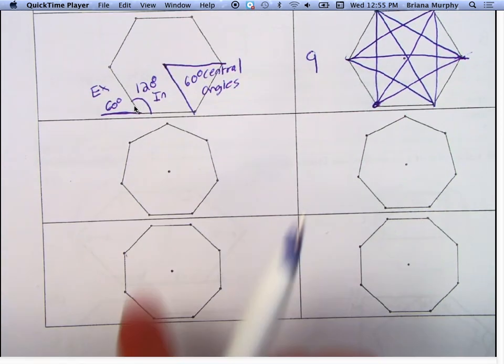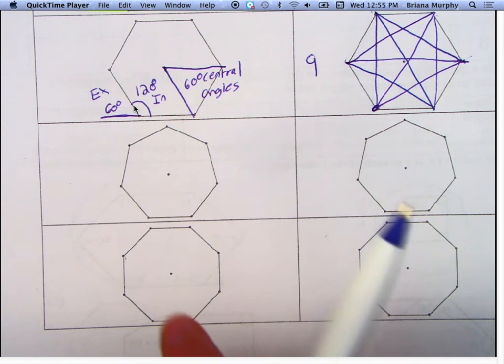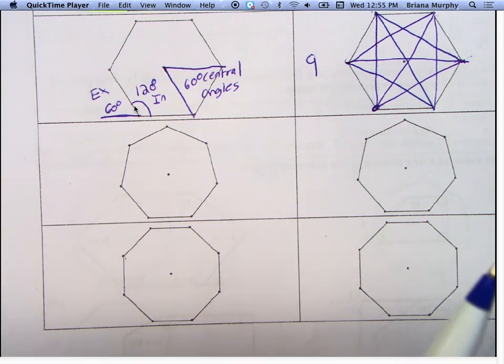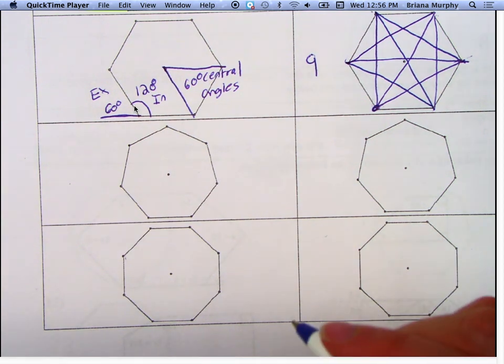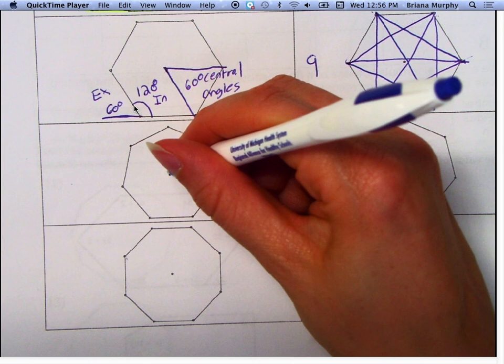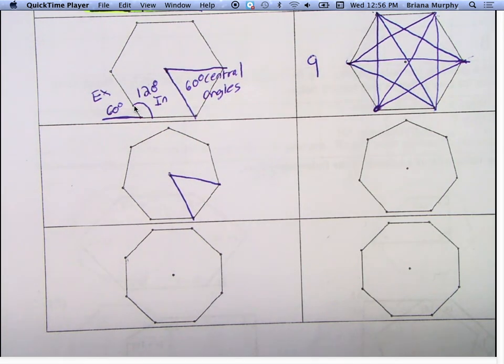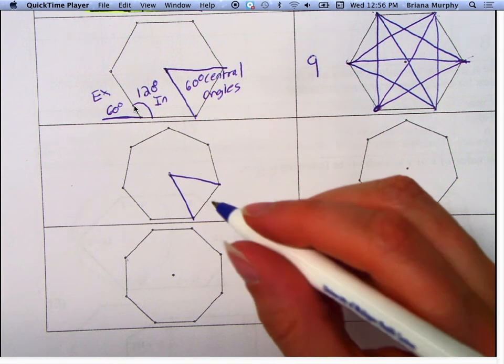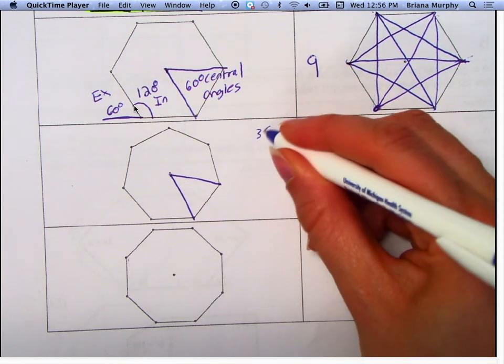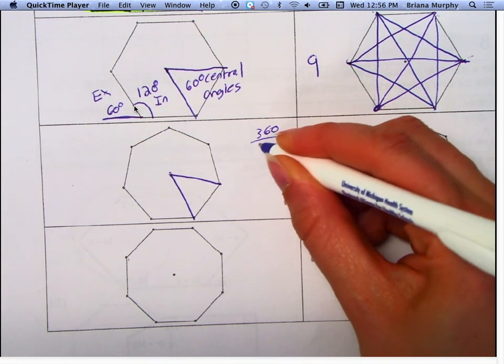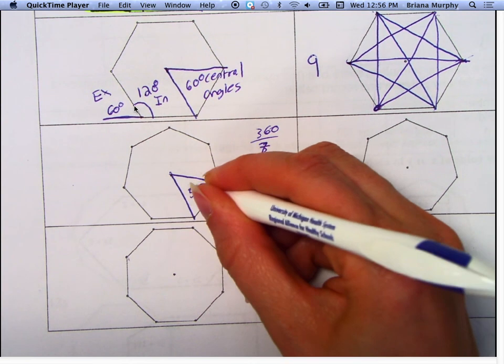Next, we're going to look at a heptagon, 7 sides. Are we back together, guys? Okay, a bunch of triangles. Heptagon. What is my central angle for my heptagon? 360 divided by 7, which gives me 51.4 degrees.